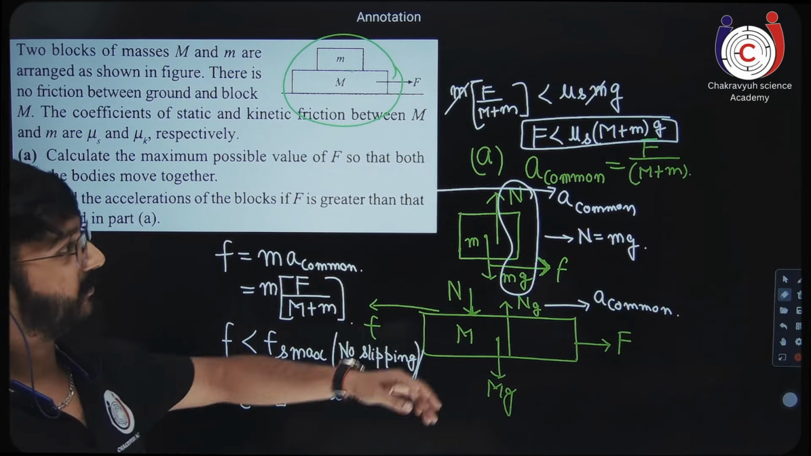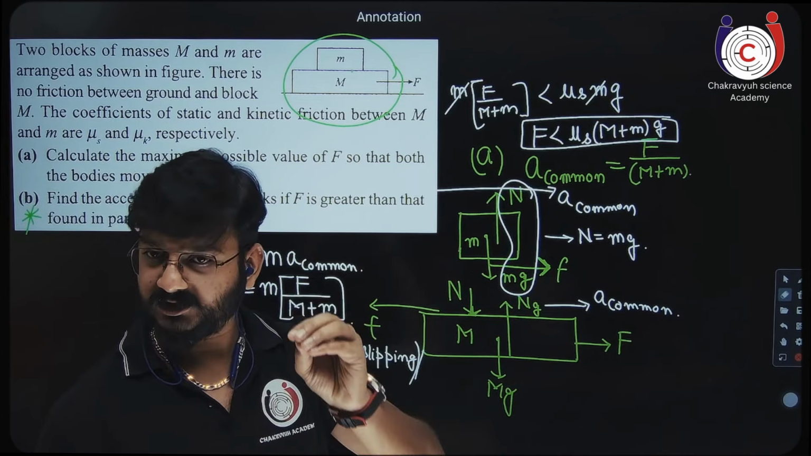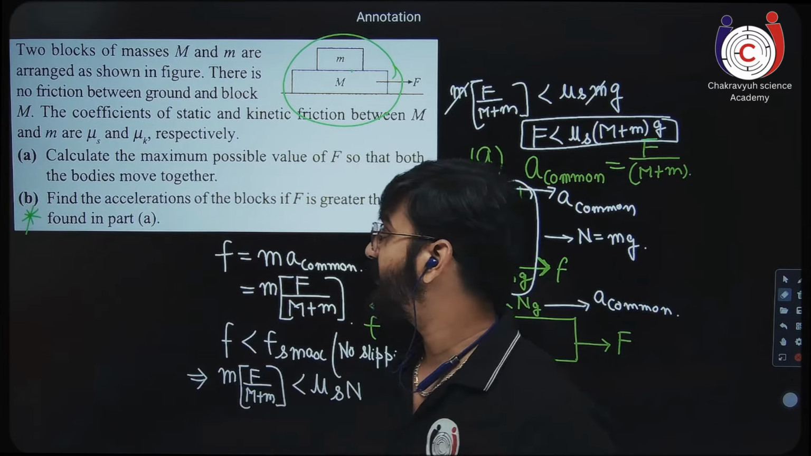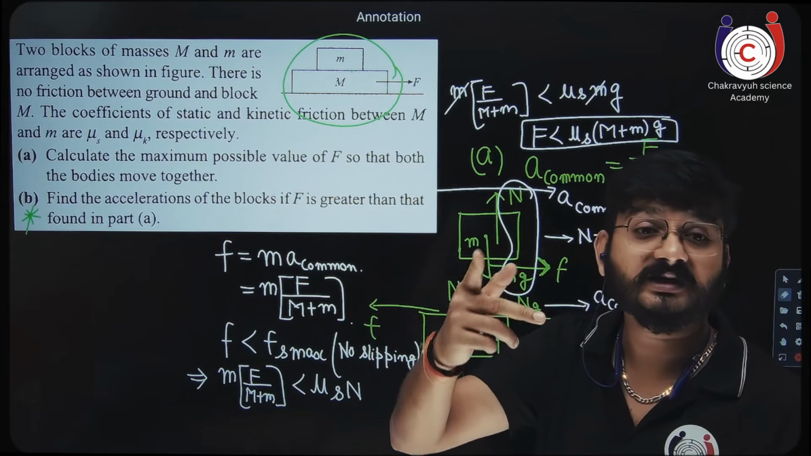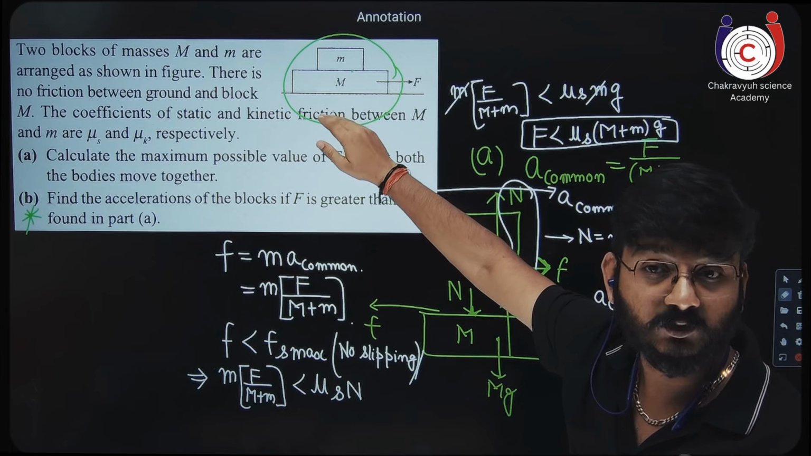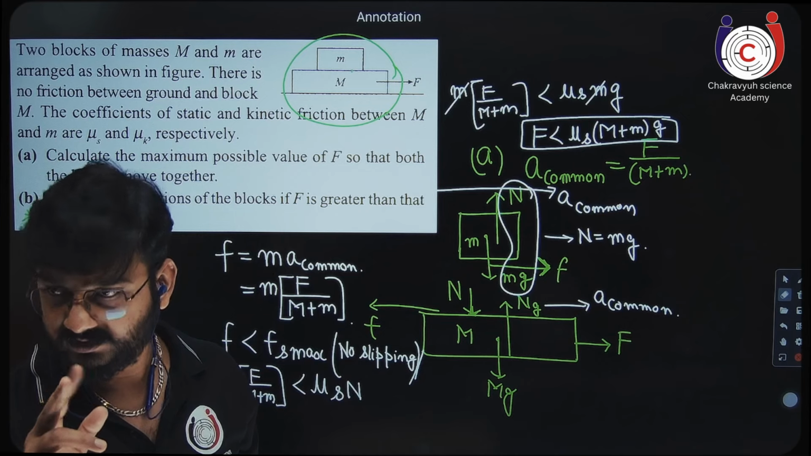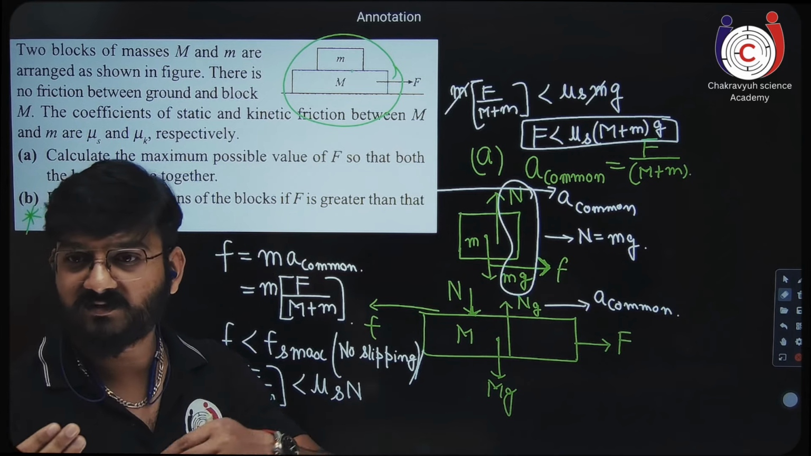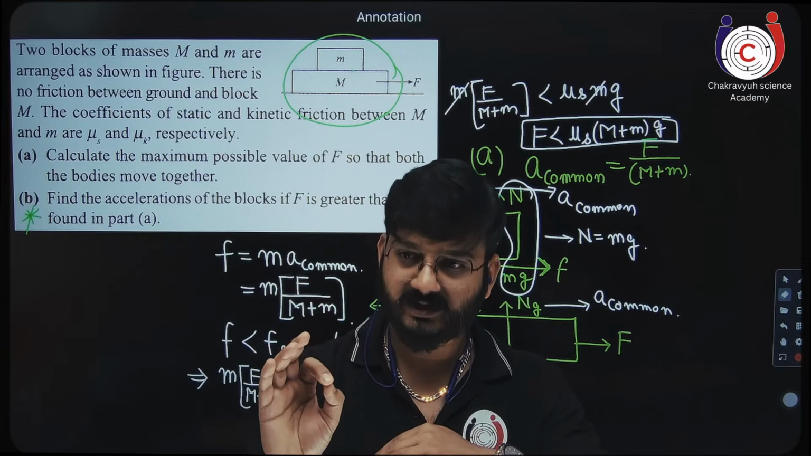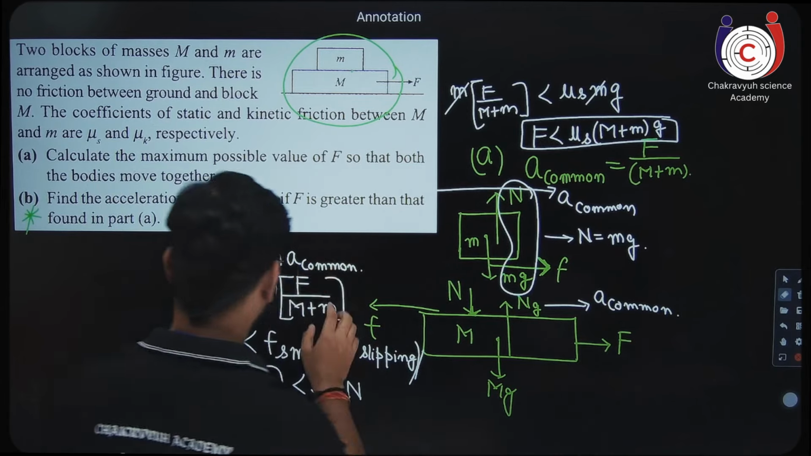Now they are telling that if you apply a force greater than this, will the objects move together? No. What will happen? There will be slipping. Or you can say both of them will move with different acceleration. This will move with the acceleration a1, this one will move with the acceleration a2. Clear? Because if they have different acceleration, they will slip relative to each other. One will move forward, the other will move backward relative to each other. If both of them have the same acceleration, then only they will move together, right? If you apply a force greater than this, then what will happen?